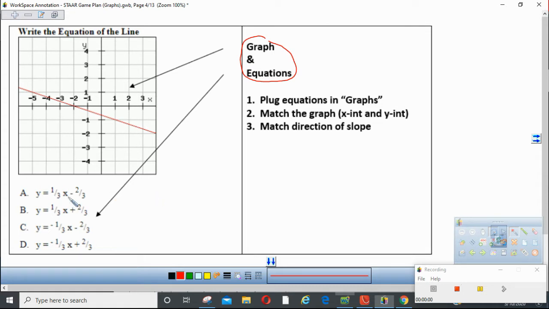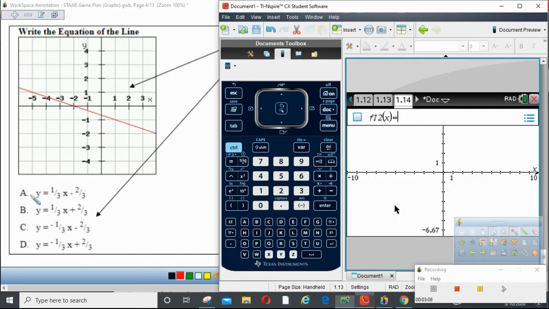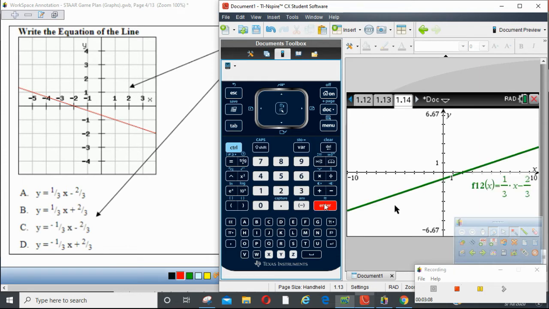And so what we're going to do is type these into graphs and see which one looks like this right here. So we're going to go to graphs, go home, click on graphs, and start typing these in. Now remember, we don't type in the y equals. So we're going to hit fraction bar, 1 over 3x minus, and control fraction, 2 over 3. So we'll hit enter. And right off the bat, there's three things that we're looking to match here.